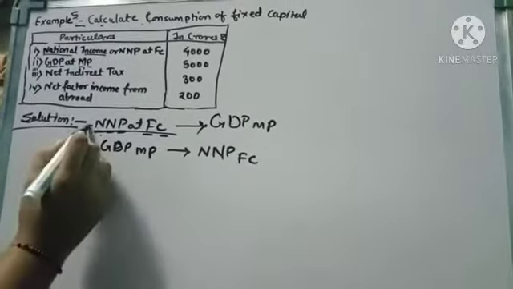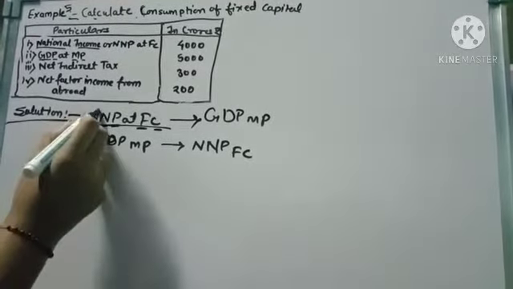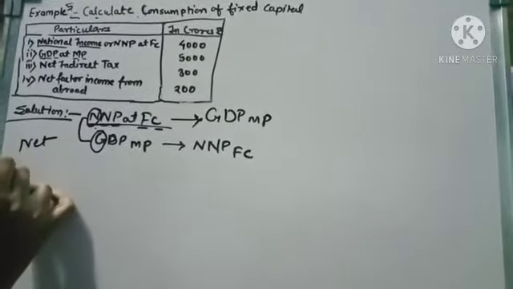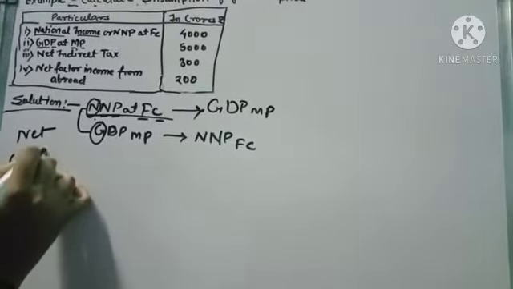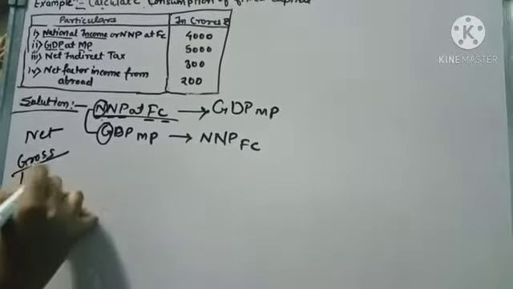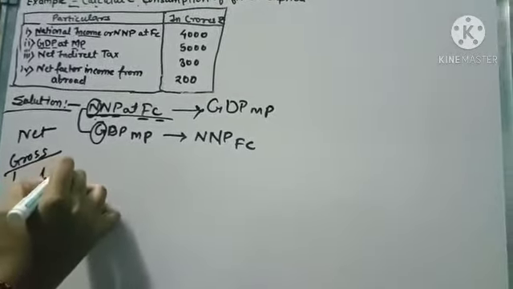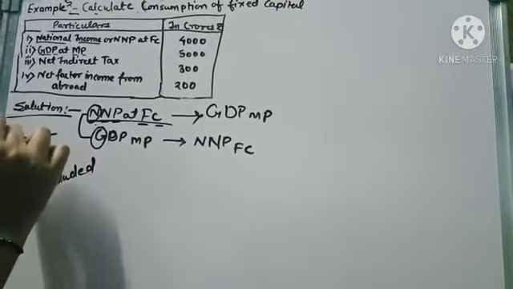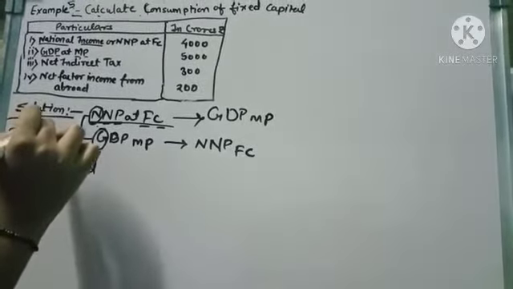As you already know, depreciation is the difference between the N and G, that is, the difference between the net and the gross. In the gross, the term depreciation is included, whereas in the net, the term depreciation has been excluded.